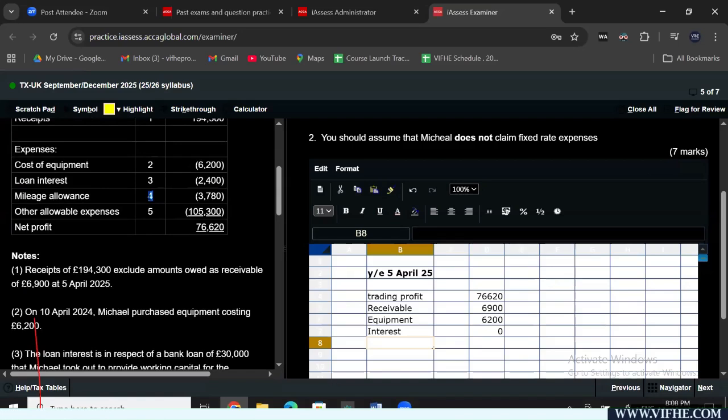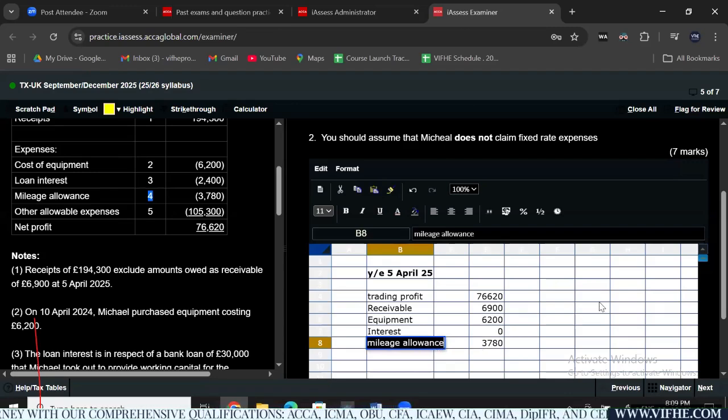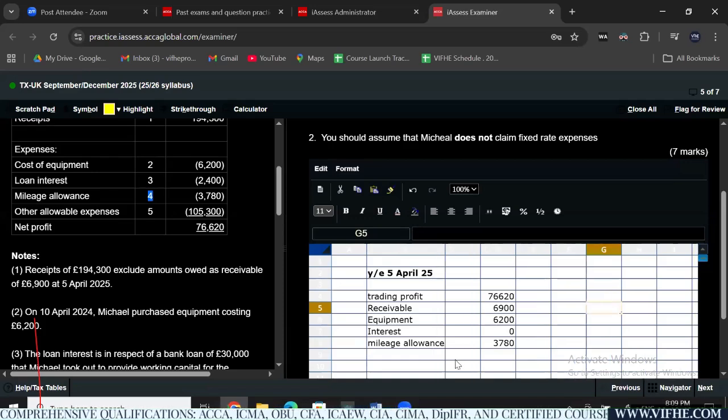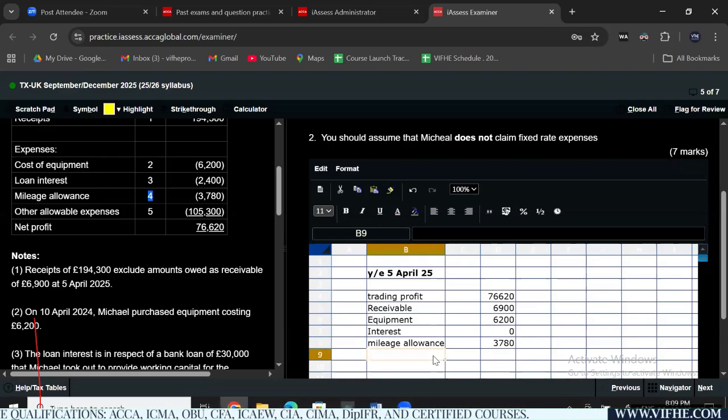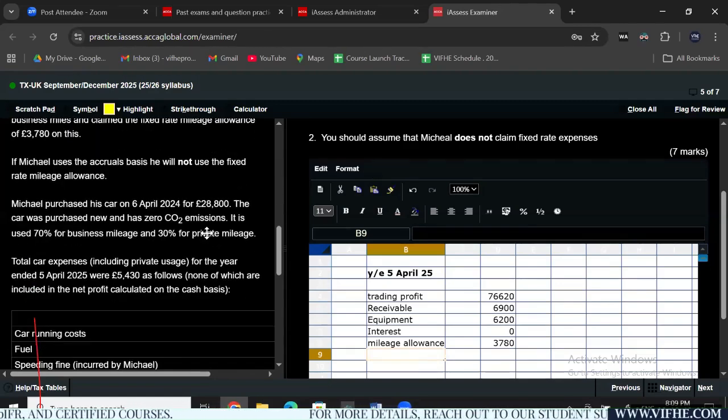This is the mileage allowance which we may claim if the cash basis is being applied, though mileage allowances cannot be claimed if one is using the accruals basis of adjustment. So this is no longer applicable. This is to be reversed. This is disallowed, 3780. But if this is disallowed, then what is allowed? If any car is being used for both business and private purposes, then the actual running cost related to the car for business purposes, only that amount is deductible. So this is something I'm going to calculate as well.